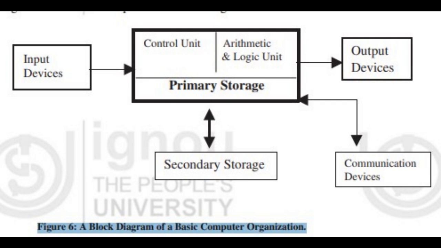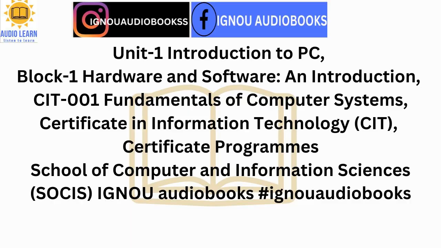A block diagram of a modern computer is shown in Figure 6. Look at the screen. Figure 6. A block diagram of a basic computer organization. Basically, the control unit, CU, and the arithmetic logic unit, ALU, of a computer system are jointly known as the central processing unit, CPU. Logically, we can say CPU equals CU plus ALU. Thus, the CPU has mainly two parts: control unit, CU, and arithmetic logic unit, ALU.